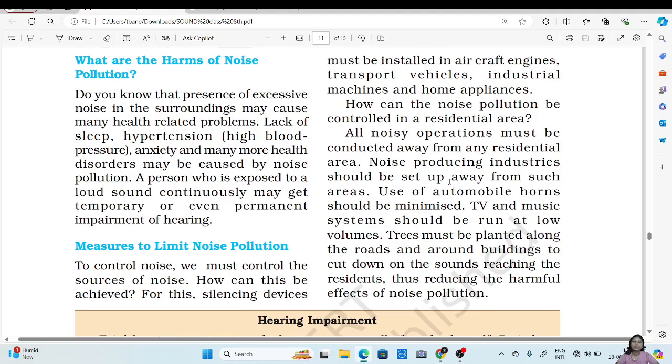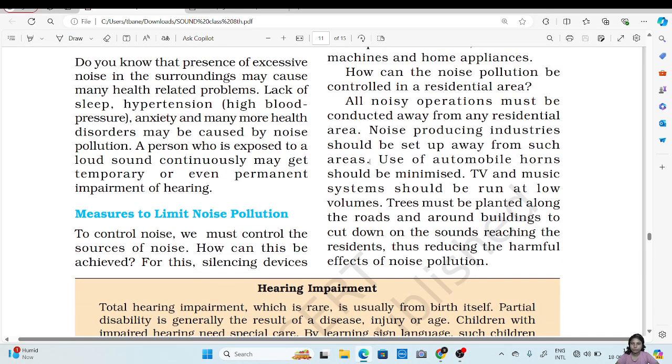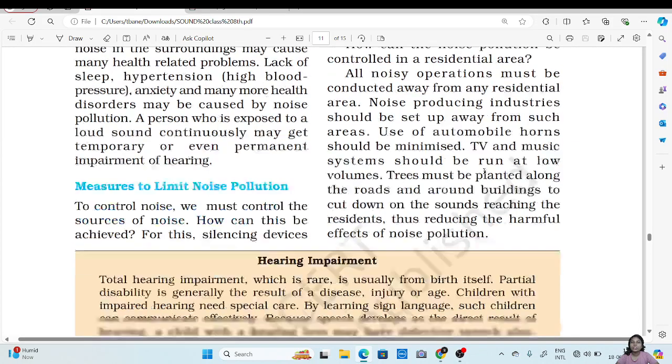So how can noise pollution be controlled in a residential area? All noisy operations must be conducted away from any residential area. So now if there's something very loud, some machinery is being banged and things are being broken, such things should be done away from any residential area, any society or any apartments where people reside in. Noise producing industries should be set up away from such areas. They are saying that noise producing industries should be set up away from where people actually reside. In residential areas or nearby, you shouldn't have such noise producing industries.